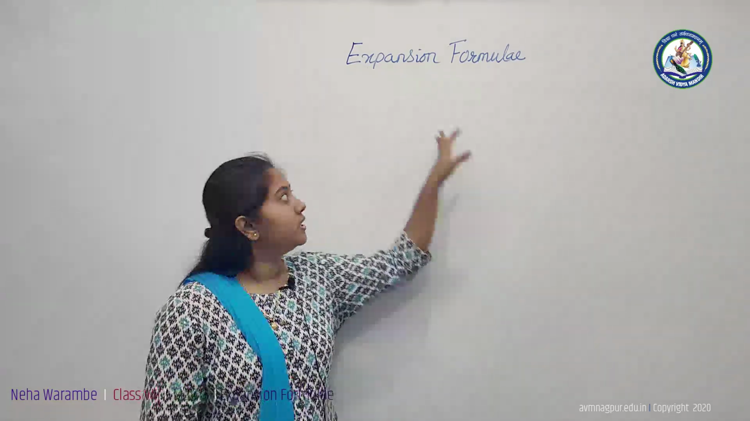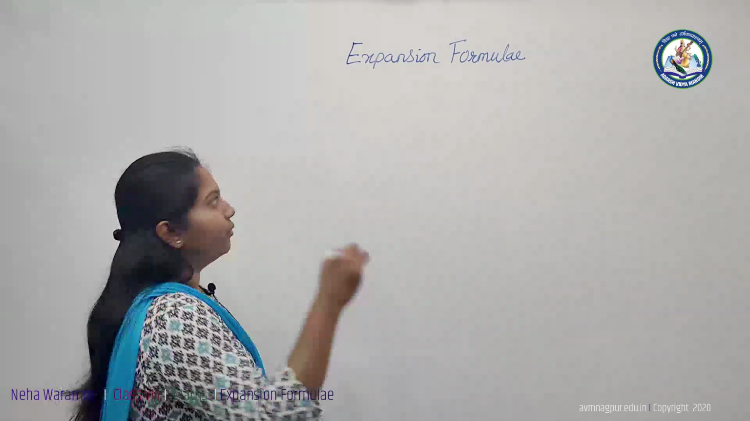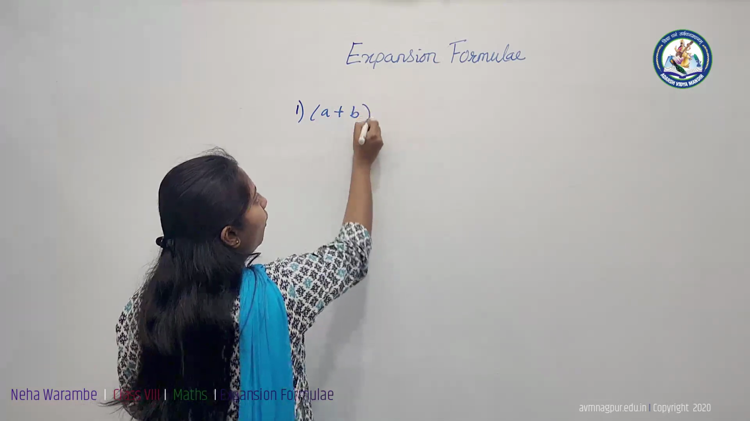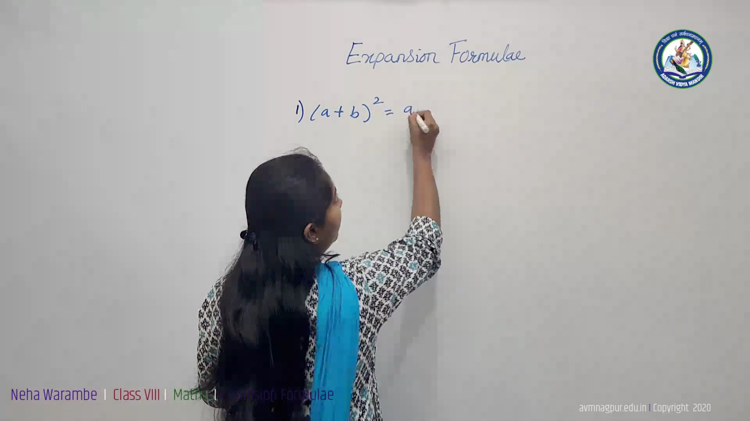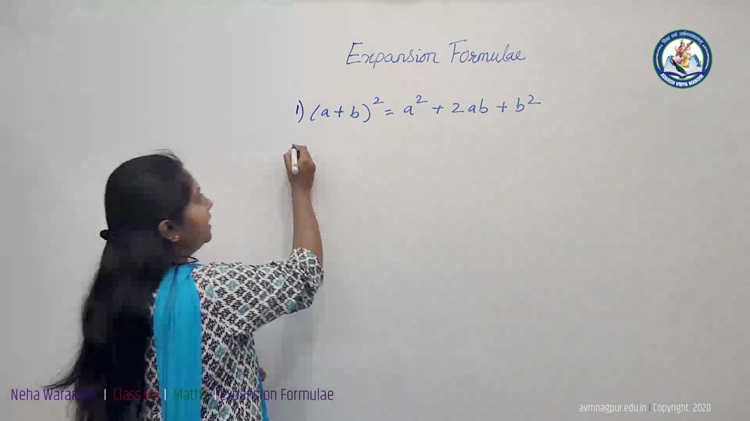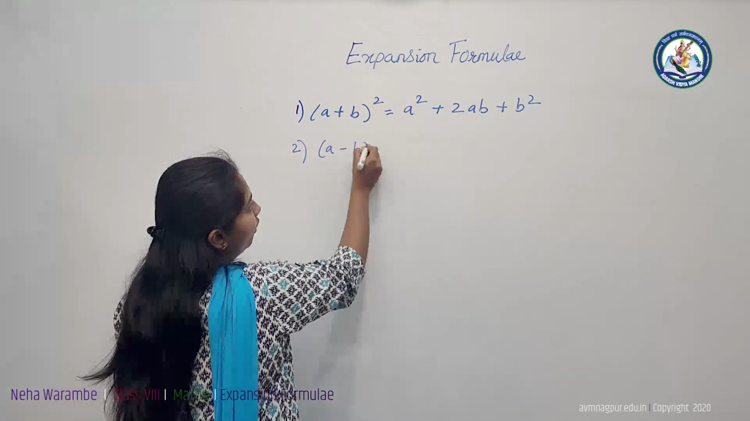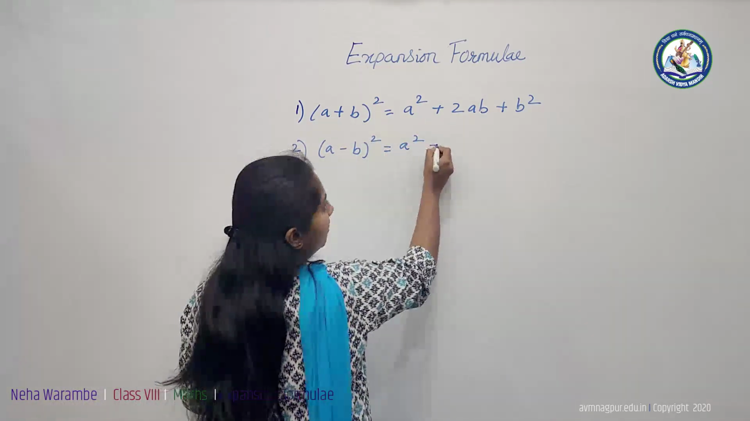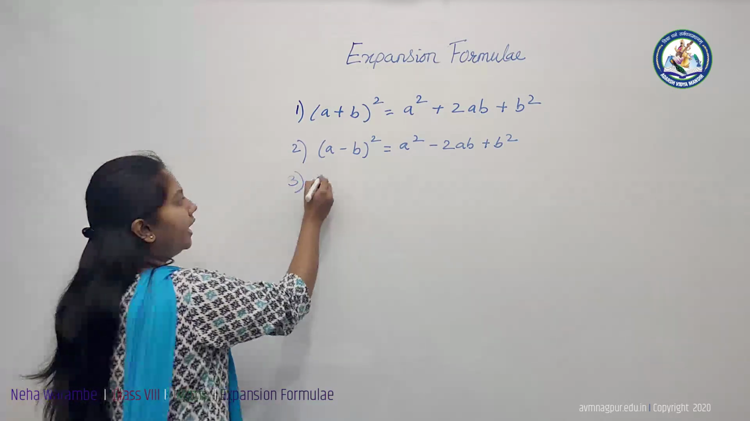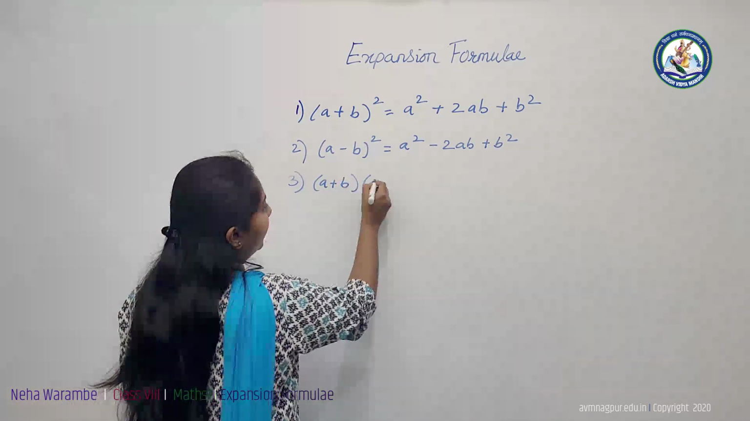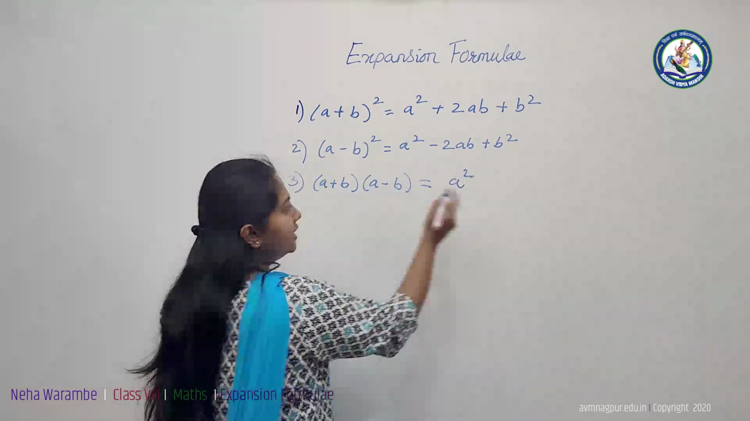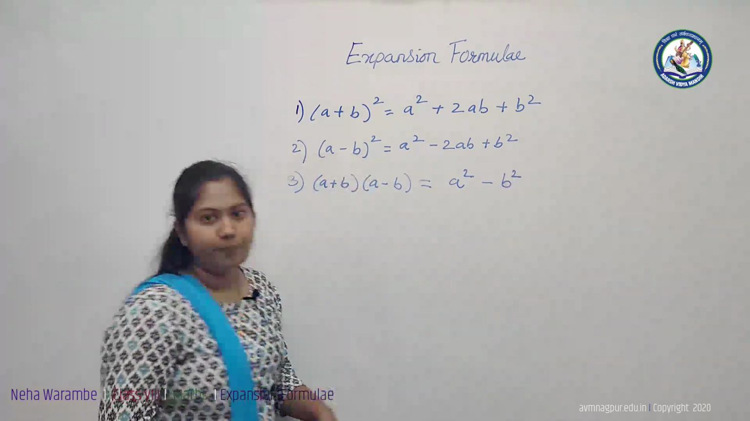Today we will learn about some expansion formulas. Before this, let's recall some basic formulas. The first one is (a + b)² = a² + 2ab + b². The second one is (a − b)² = a² − 2ab + b². And the third one is (a + b)(a − b) = first term square, that is a², minus second term square, that is b².